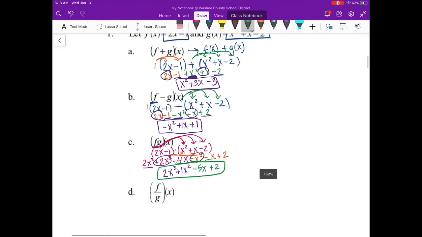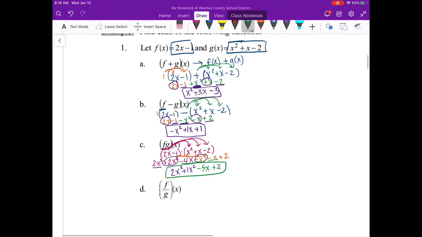Lastly, we want to divide, and when we are dividing, we just have to remember that there are restrictions for the division part of this. So I'm going to start off by writing again, f is on top, so 2x minus 1 over my denominator, which is the g of x function. And I have to know which values would make the denominator 0.